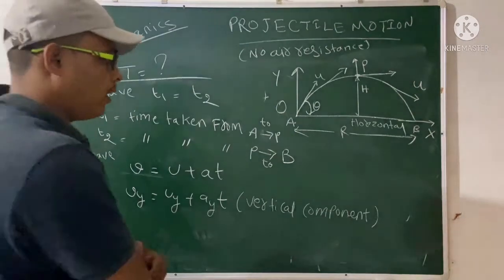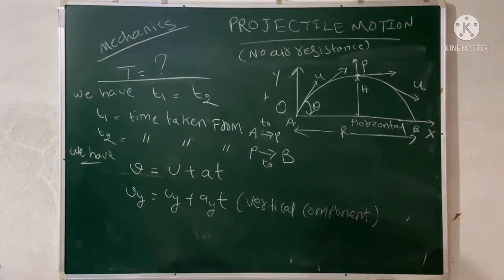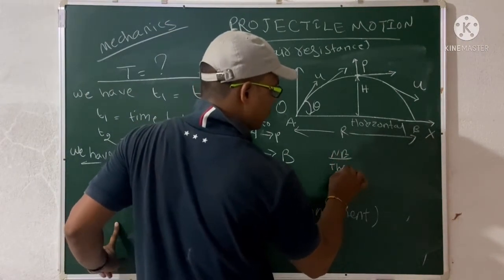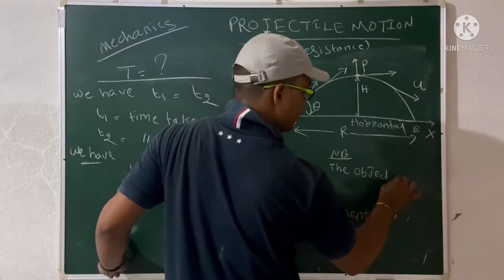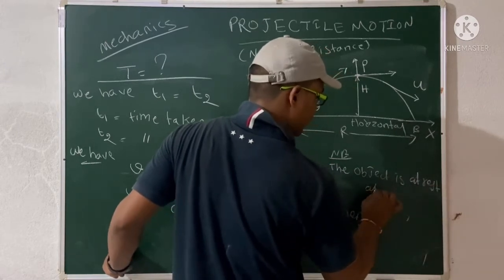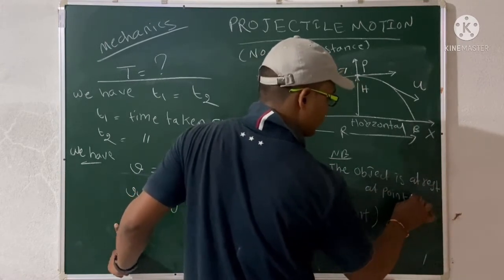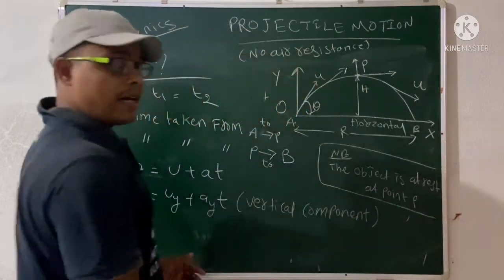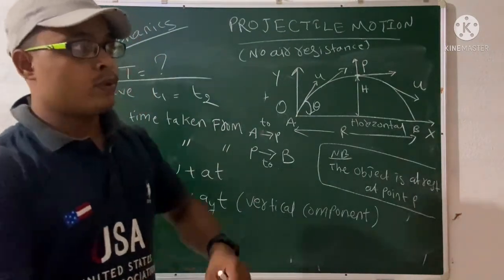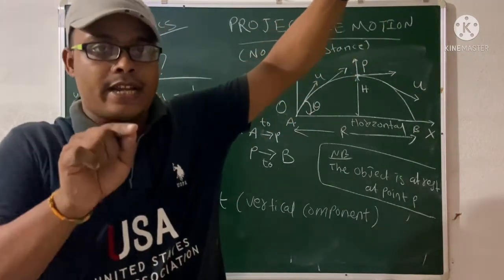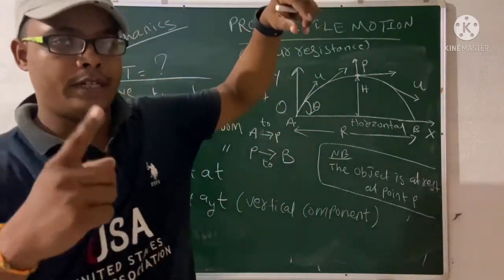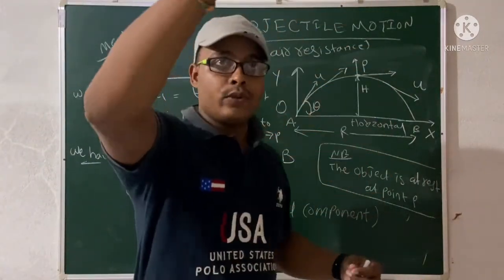Remember one more thing, that is the theory. So write here the note: the particle, that is the object, is at rest at point P. This is important. Note what happened at point P. P is the maximum point. If you throw an object, it will go to the maximum point, then it will stay at rest on the maximum point, then it will move downward with the help of gravity.